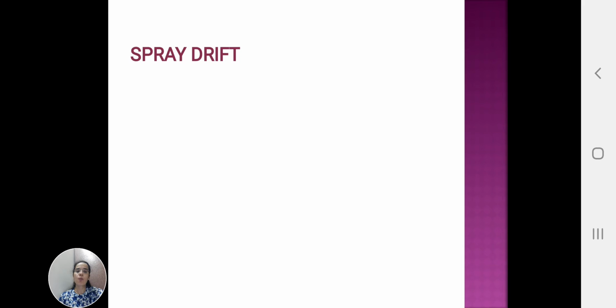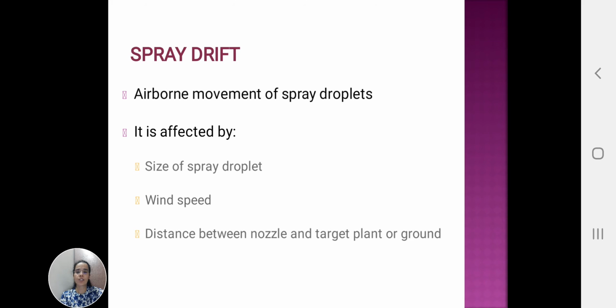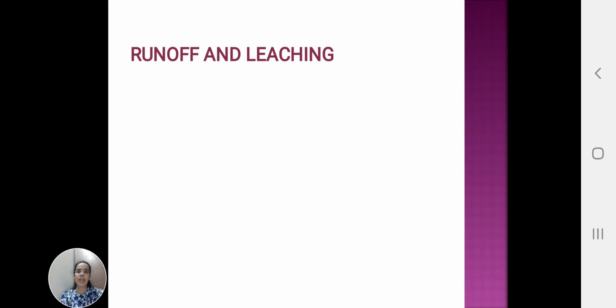Spray drift. The airborne movement of spray droplets away from the treatment site during application is known as spray drift. It is affected by the size of the spray droplet. Smaller the droplets, more easily is the drift. Second point is the wind speed. Stronger the wind, the faster the drifting of the pesticide. Third is the distance between the nozzle and the target plant or the ground. Greater the distance, the more the wind can affect the spray. Drift leads to contamination of nearby ponds, streams, ditches and harms the aquatic flora and fauna.